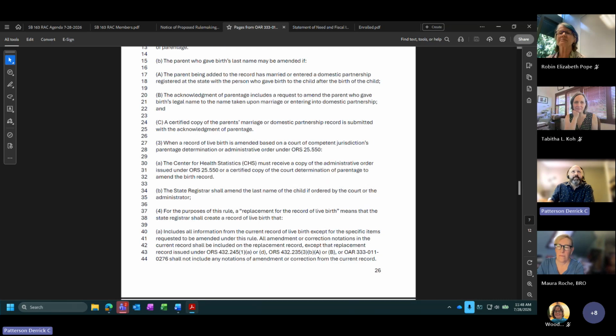Section 3, a certified copy of the parent's marriage or domestic partnership record is submitted with the acknowledgement of parent. Oh, I apologize. That was part of the previous one. Section 3, when a record of live birth is amended based on a court of competent jurisdiction's parentage determination or administrative order under ORS 25.550, A, the Center for Health Statistics, CHS, must receive a copy of the administrative order issued under ORS 25.550 or a certified copy of the court determination of parentage to amend the birth record. B, the state registrar shall amend the last name of the child if ordered by the court or the administrator. Any feedback on section 3?